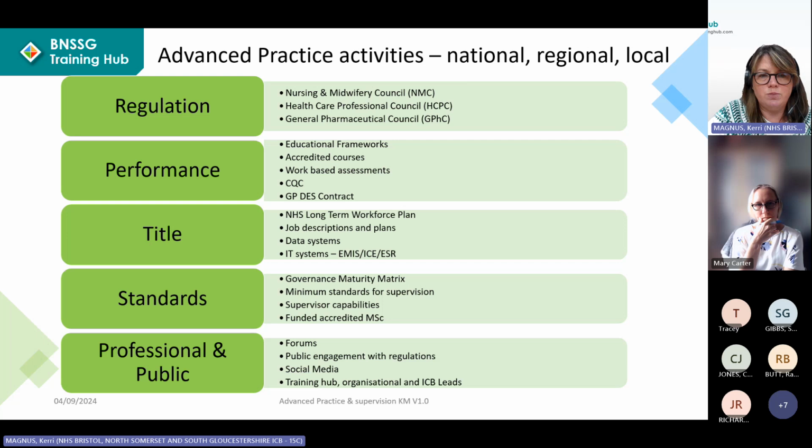And as I say, we're going to be talking about minimum standards for supervision and supervisor capabilities. From a professional and public perspective, there is a lot to do with public engagement and social media, but obviously you've got us as a forum and the Training Hub itself as an organisation that will be here to support you.